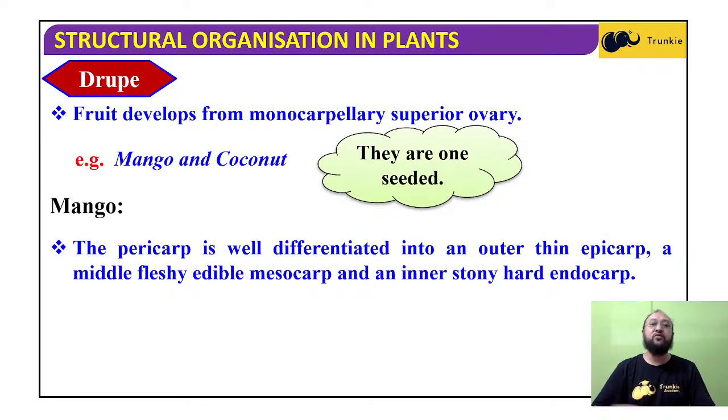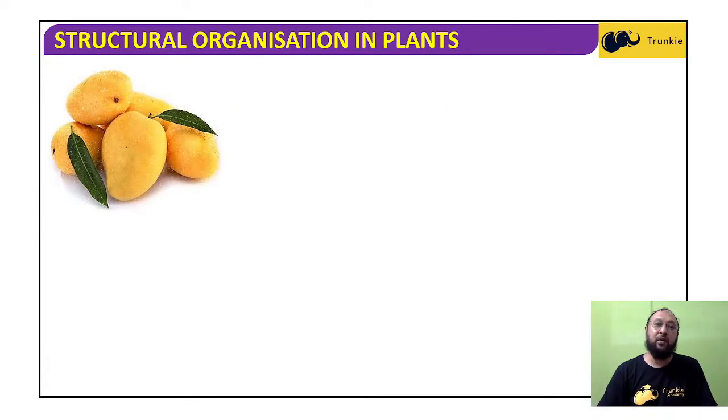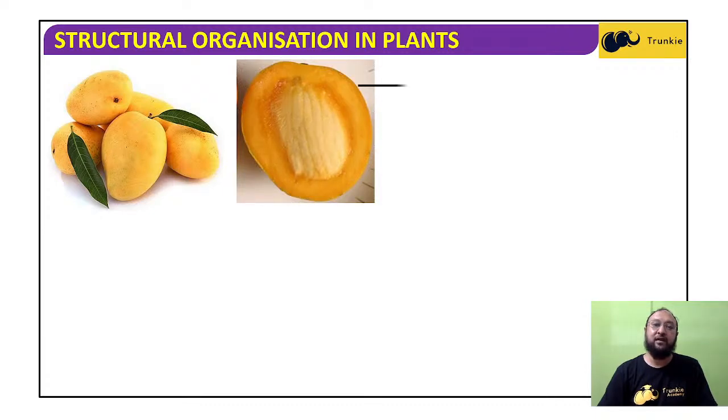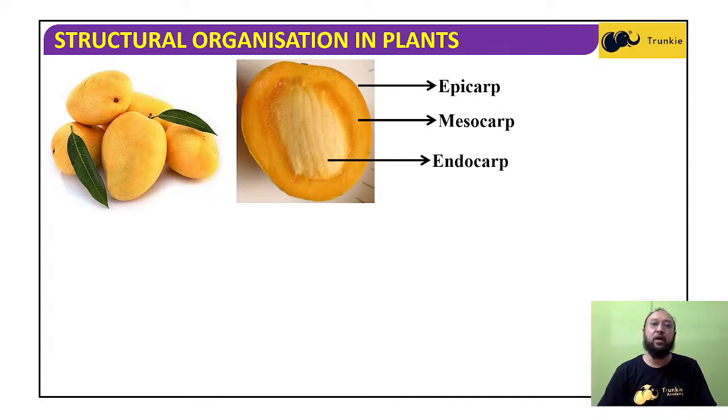The pericarp is well differentiated into an outer thin epicarp, like we find in the mango, the green skin that changes into yellow color. The middle fleshy edible part that we eat is the mesocarp, and the inner stony hard endocarp is found. So that is the three parts of the pericarp. This is the drupe, the typical fruit. Drupe in mango: you can see the epicarp, the fleshy mesocarp that we eat, and then the stony hard part, the endocarp. This is how we see it in the drupe.